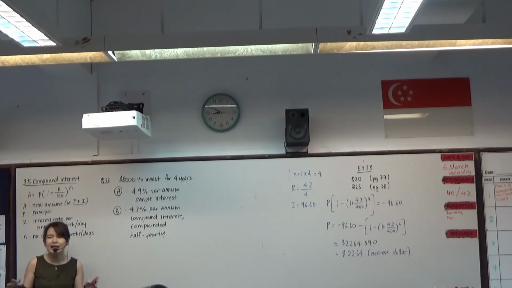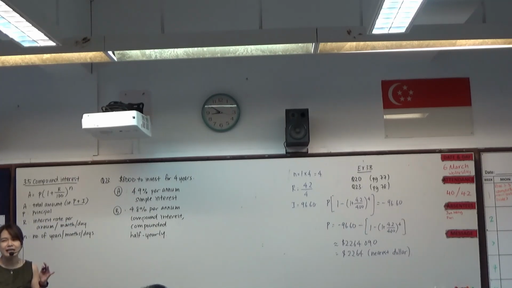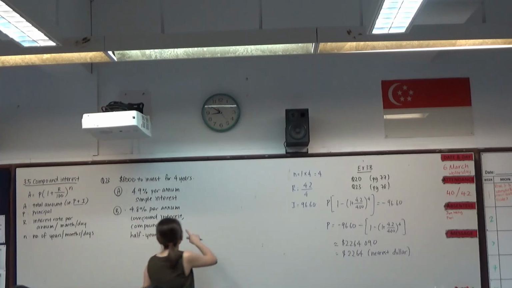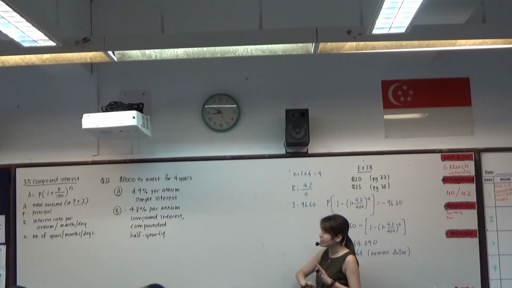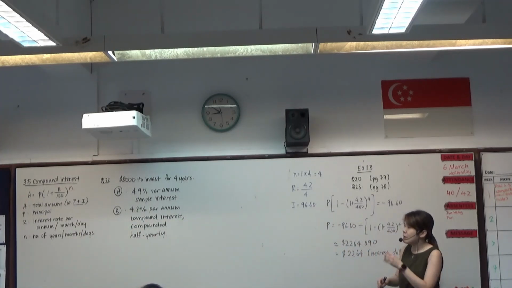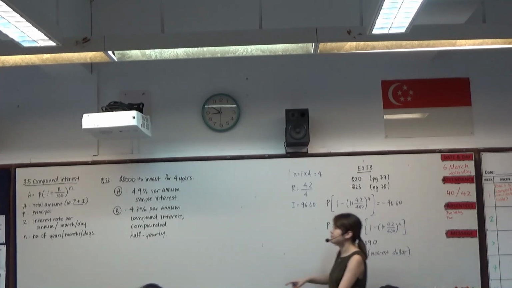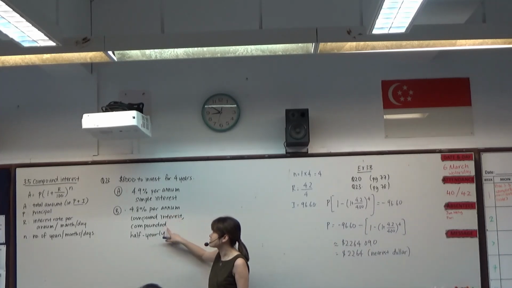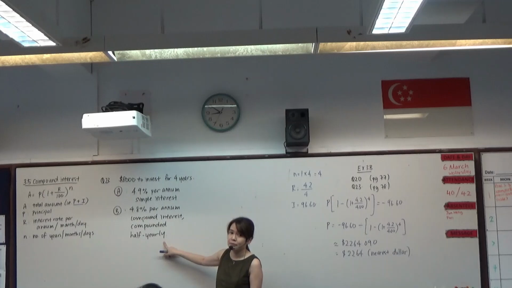But honestly, out there in banks, I don't think there's anybody who will offer you simple interest. There's no company that offers simple interest out there. So realistically, it's always compound interest. So for B, it is 4.8% per annum, but it's compounded half yearly. Okay, so let's look at it case by case.